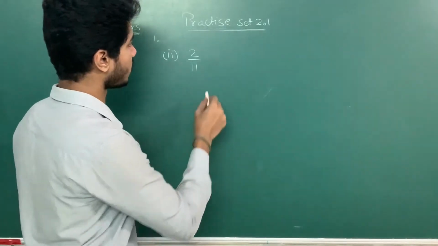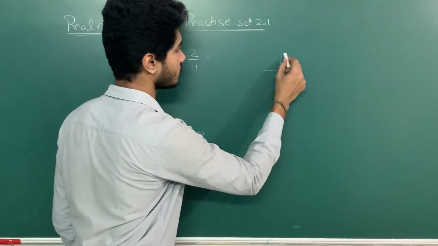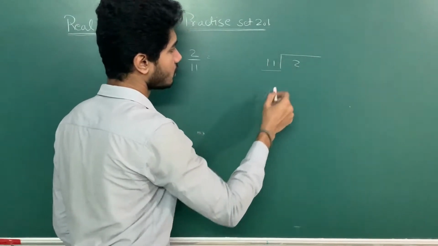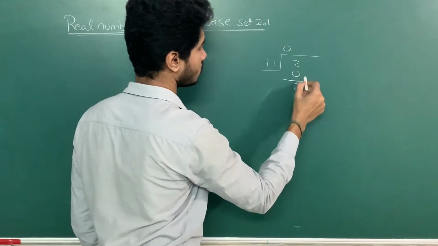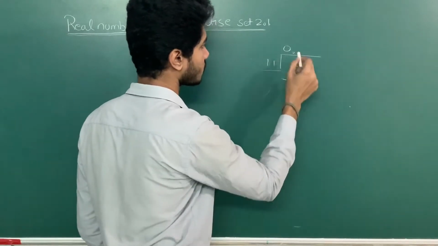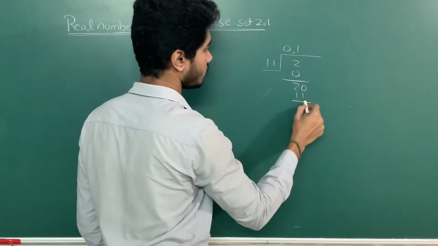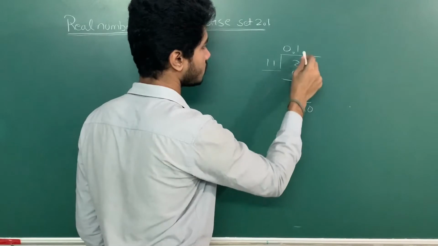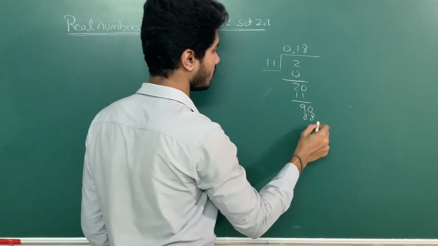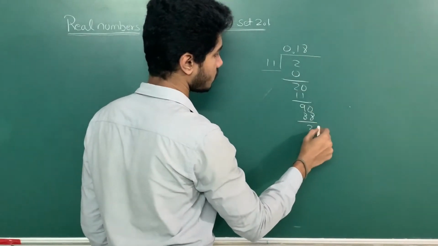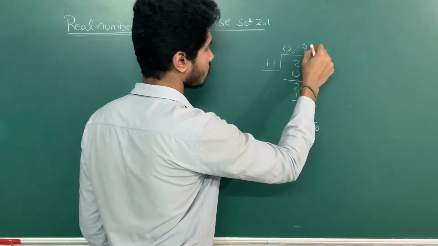Second question, 2 upon 11. Same procedure, you can do that. It's 11. You start with 0, 2, point. 1s are 11, you get 9, you take 0, you get 8, 88, then you get 2 again, then you can take 1.